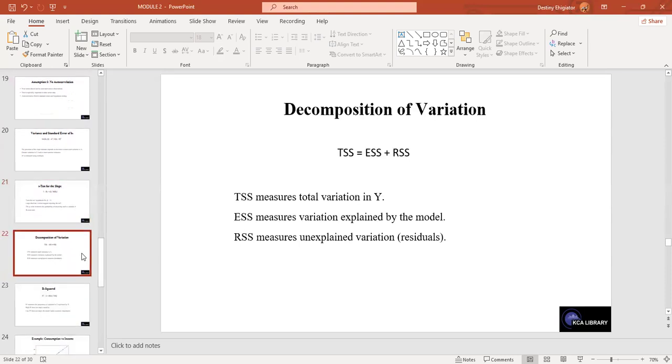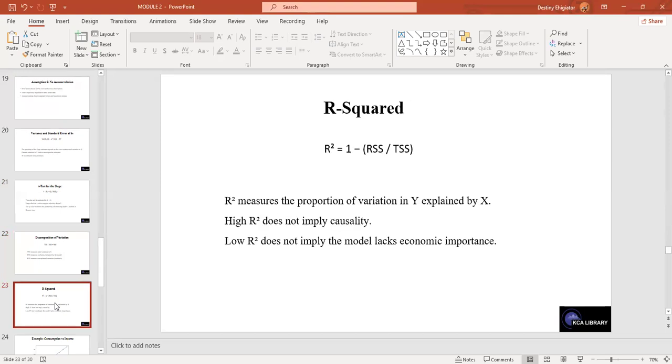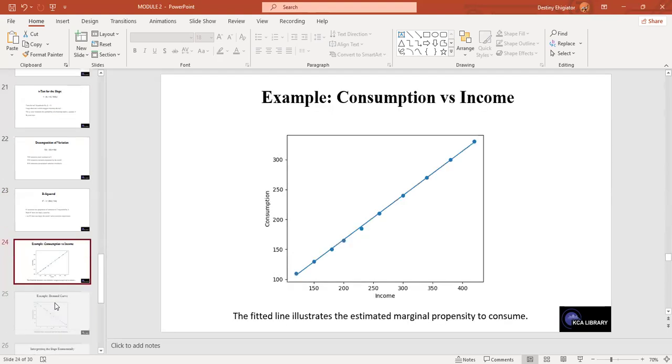The decomposition of variation, this is the formula. TSS measures total variation in Y. ESS measures variation explained by the model. RSS measures unexplained variation, that is the residuals. What is R squared? This is the formula for calculating R squared. R squared measures the proportion of variation in Y explained by X. High R squared does not imply causality. Low R squared does not imply the model lacks economic importance.